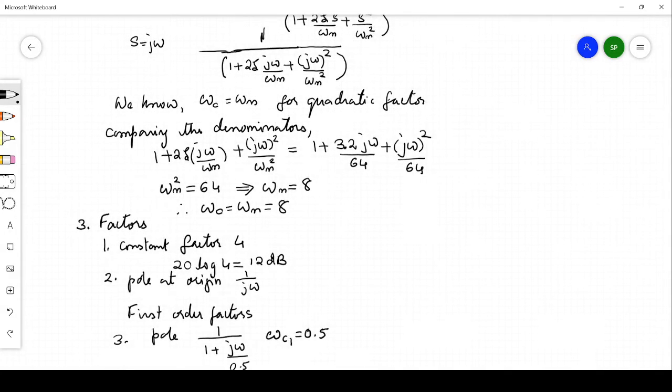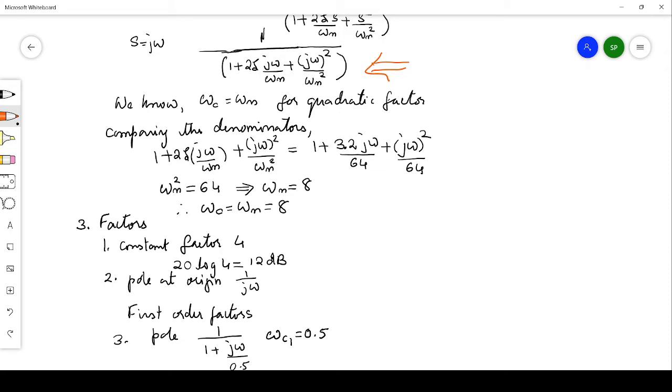Now for a quadratic factor, we know that the corner frequency is equal to omega n. Omega n is nothing but the natural frequency of oscillation. So in the given transfer function you have a quadratic factor. That quadratic factor you compare with the standard equation. The standard equation is the one which I have written here. Okay, so this is our standard equation.